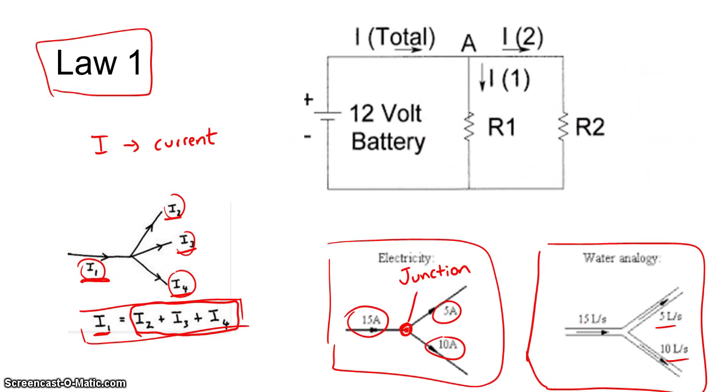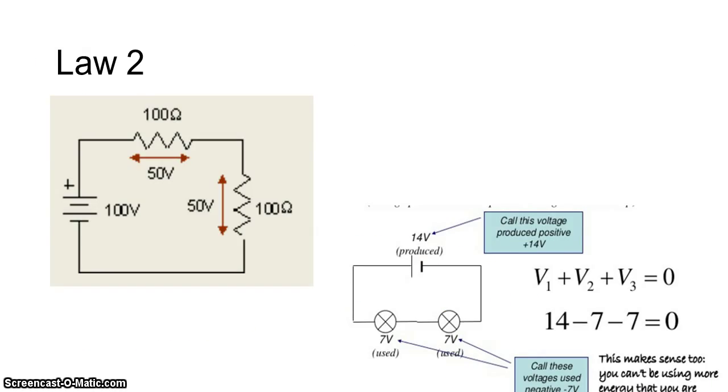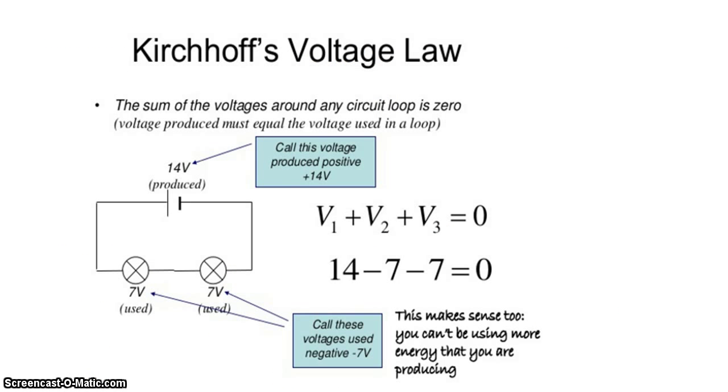The second law, let's see if you can look at these pictures and figure it out. Hopefully you're able to realize that with the second law, it can be written this way. The sum of the voltages around any closed loop is 0.